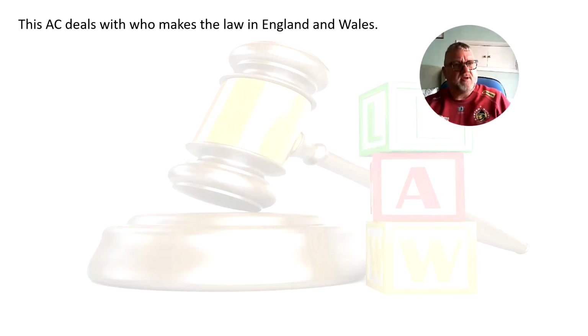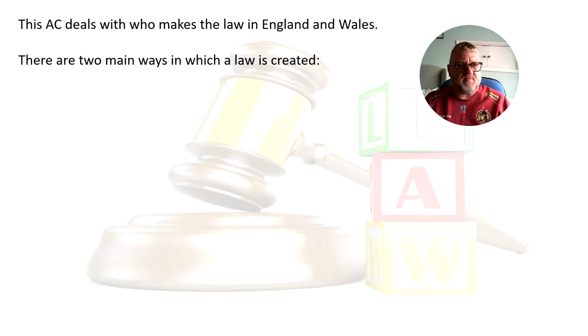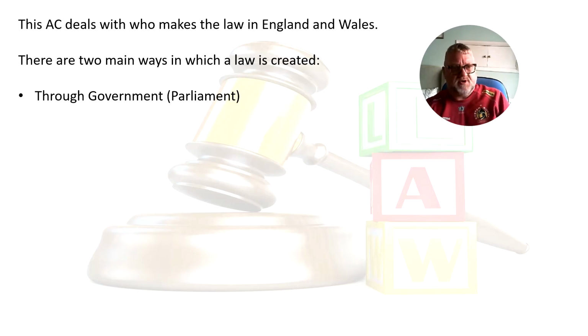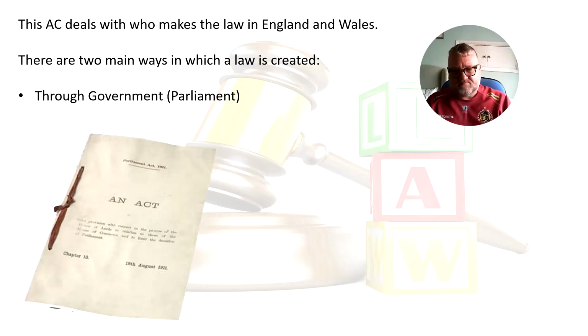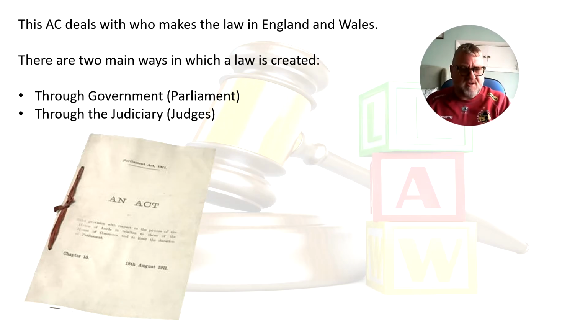So what this AC is asking is, who makes the law in England and Wales? And actually the answer to that is there are two main ways in which a law is created. The most common way is through government, through Parliament, through an Act of Parliament. Or it's made by the judiciary, by judges. And we'll look at these in detail as we go through this PowerPoint.